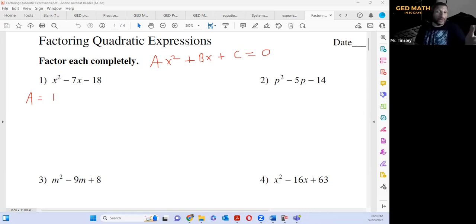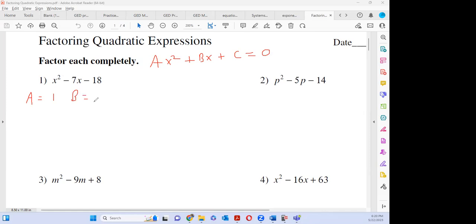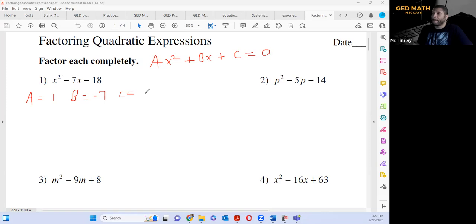Because there's no number there, so it's 1. Everybody understand that? My B is -7. My C is 18. My negative C is -18. So again, 18 and negative 18 are two different things.